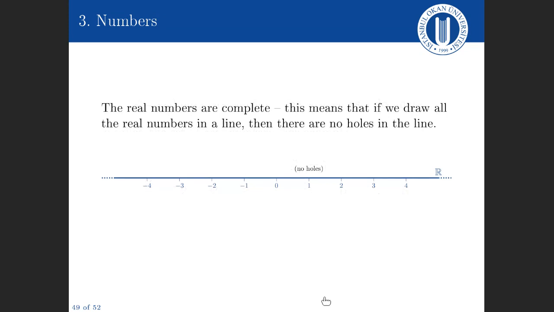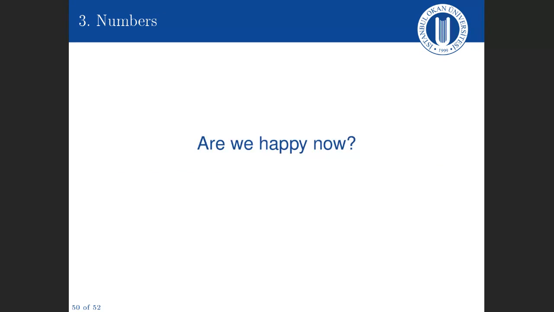The real numbers are complete. That's a technical way of saying that if we draw all of the real numbers in a line, then there are no holes in the line. So, are we happy now? Do we have enough numbers to be able to do mathematics now? And the answer is yes.